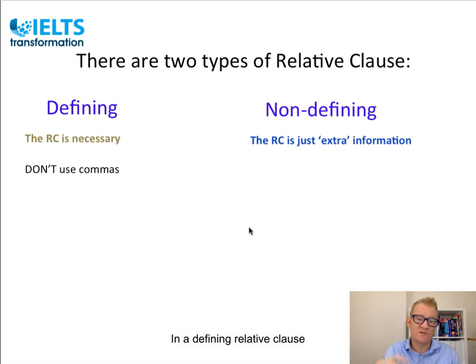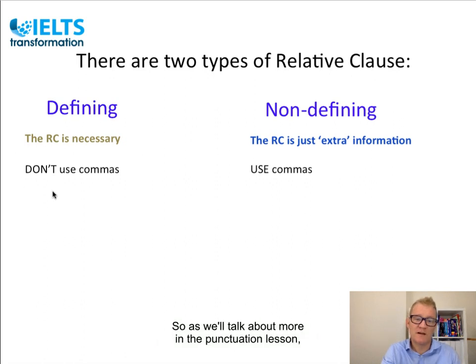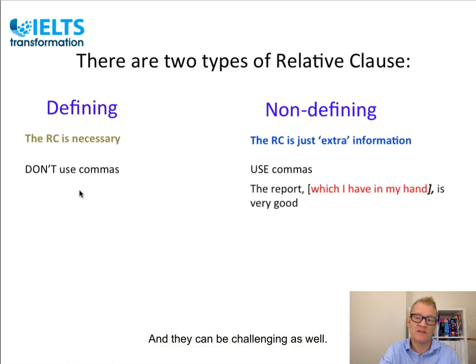In a relative clause, a defining relative clause, we don't use commas, so no commas. On the other hand, we must use commas for non-defining relative clauses. As we'll talk about more in the punctuation lesson, you'll see how important commas are, and they can be challenging as well.